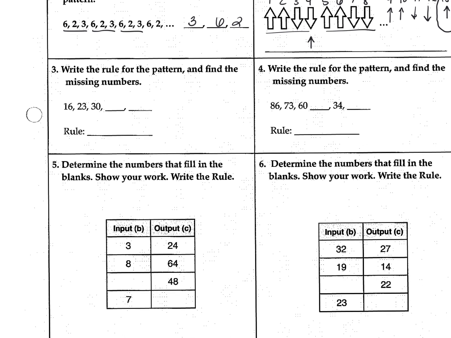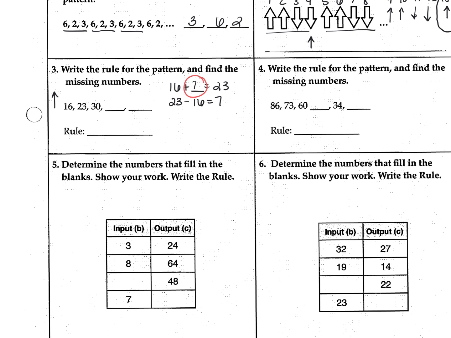Number 3, write the rule for the pattern and find the missing numbers. 16 to 23, 23 to 30, these numbers are going up. How can we get from 16 to 23? I'm going to say 16 plus something equals 23. And in order to find this missing number, I'm going to subtract, do the inverse. 23 minus 16 equals 7.